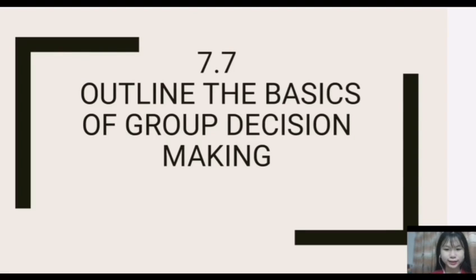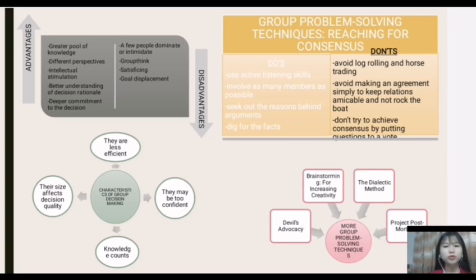7.7 The basis of good decision making. Because you may often have a choice as to whether to make a decision by yourself or to consult with others, you need to understand the advantages and disadvantages of group decision making. There are 5 advantages. Firstly is a greater pool of knowledge, different perspectives, intellectual stimulation, and then a better understanding of decision rationale. Lastly is deeper commitment to the decision. However, as the disadvantages, firstly is a few people dominate or intimidate. Groupthink, time inefficiency, and lastly is poor displacement.